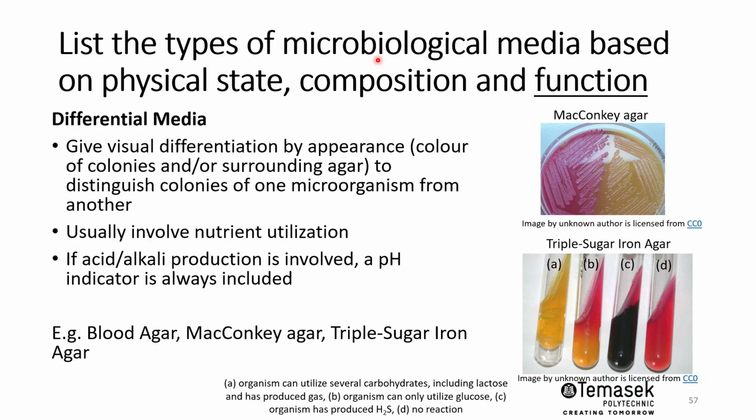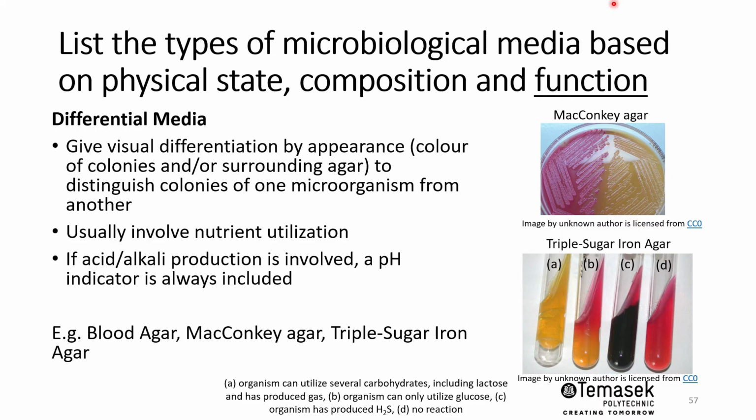So your differential media will allow the growth of multiple types of microbes, but it's the different color tones, perhaps the different morphology they exhibit in terms of color changes, that will help you to distinguish between the different species. It usually involves nutrient utilization of the microbes. The differential media takes advantage of the fact that different bacteria utilize nutrients of any given media in different ways. If acid or alkaline production is involved, often a pH indicator is included, and this could be phenol red or neutral red.